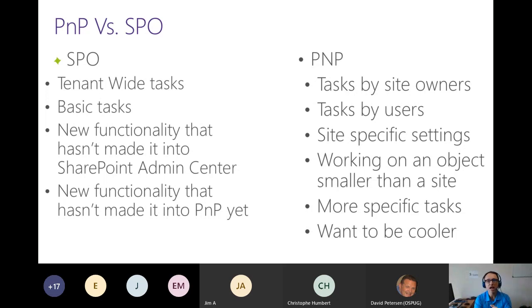The smallest object that the SPO module deals with is an SPO site, whereas with PnP, you can get down to the property of a file, of a folder, of a document library, of a web, of a site. So it gets you down to those smaller, more specific sites.